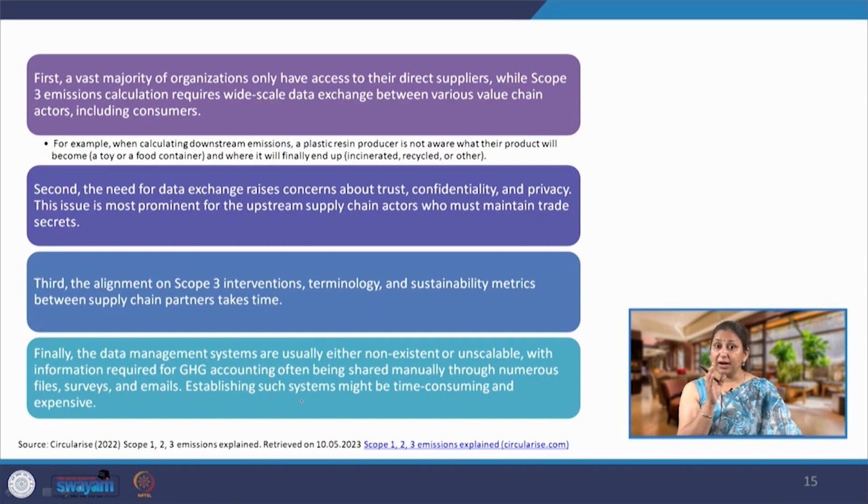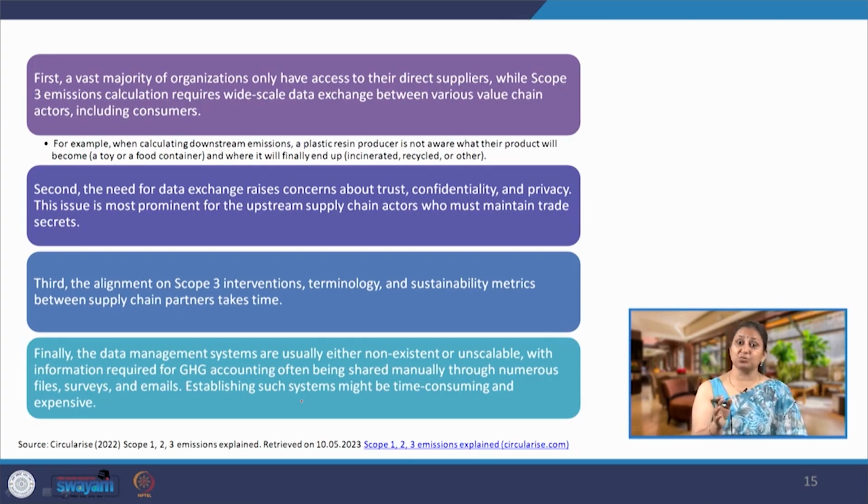So, there we might have missing links in the value chain, and especially it is happening in scope 3. Scope 1 and 2, which are directly under the control of the company, could be easily measured and verified, but the entire value chain, scope 3, might be difficult, and it is often difficult to check that. So, that is the first but most significant challenge of measuring and verifying the emissions. The second is the need for data exchange. That raises concerns about trust, confidentiality and privacy. The issue is most prominent for the upstream supply chain actors who must maintain trade secrets.